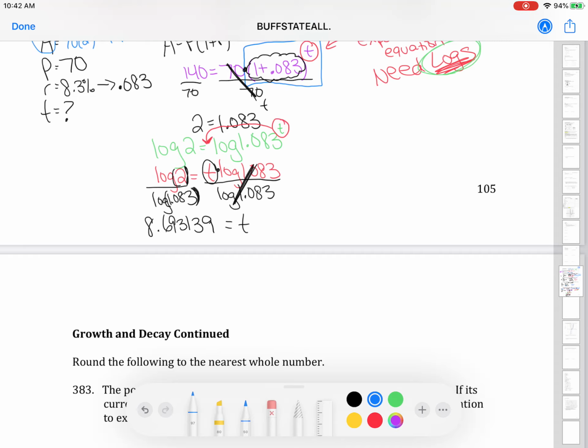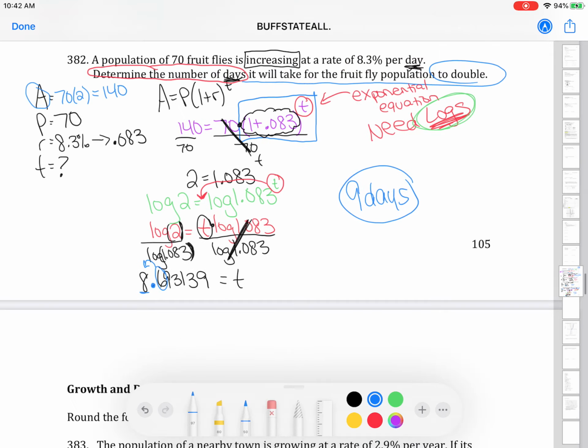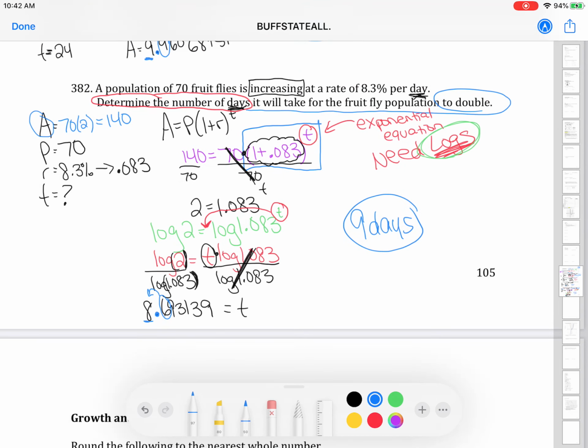8.693139. Again, your decimal might be a little bit longer, but that's what you should get when you plug this in. Now, I need to round to the nearest whole number, which means I'm going to end here right before the decimal point, but I need to look at this digit after the decimal point. It is a 5 or above, so it bumps that up to about 9 days. So that tells me it would take this fruit fly population 9 days to double.